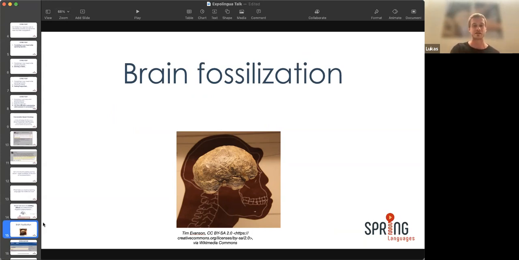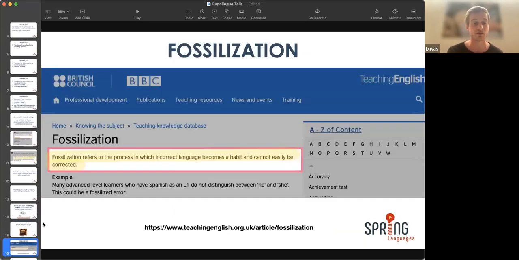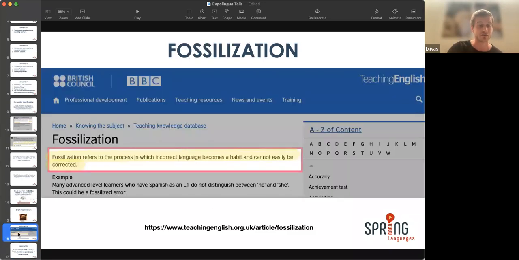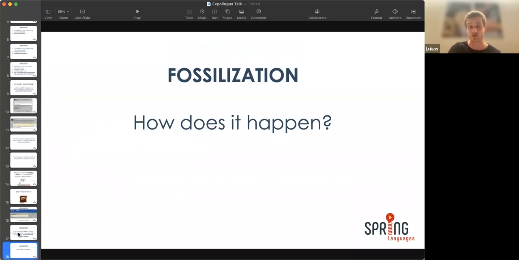So what is brain fossilization and why is it important that you know what it is so you can recognize it? Well, here's a definition from the British Council. Fossilization refers to the process in which incorrect language becomes a habit and cannot easily be corrected. In other words, if you make the same mistakes in Spanish or any language you're speaking often enough, especially when you're a beginner, you'll keep making that mistake forever. And it's incredibly hard to get rid of mistakes that have fossilized like this, literally fossilized, right? So how does that work? Or how does that happen? And why does it happen more with traditional language learning methods?